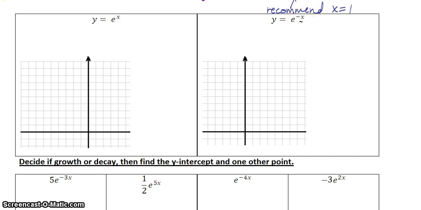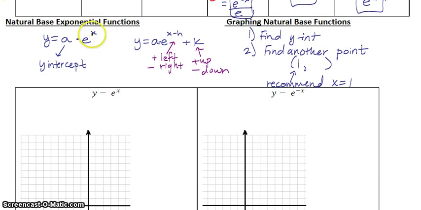All right, so first thing I want to point out is because e is going to always be e. So in section 8.1 and 8.2, do you remember how the b value determined if it was growth or decay? That's not going to happen here because e is always going to be e, 2.718. So it's always going to be greater than 1. It's going to be the same thing every time. The thing that determines if it's growth or decay is the variable. So if the variable is positive, it is growth. And if the variable is negative, it's going to be decay.